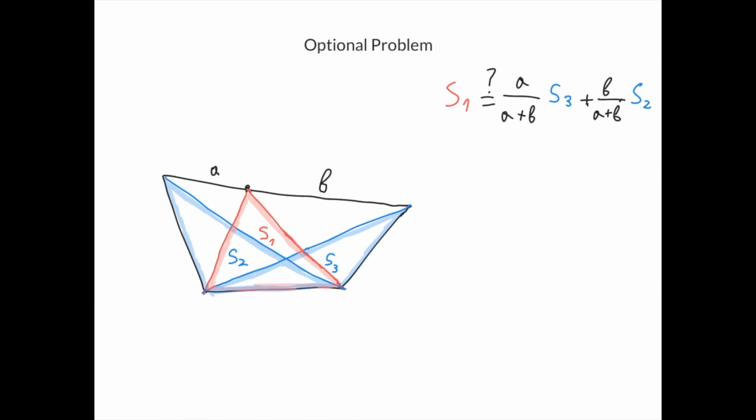Here's the optional problem. We have a quadrilateral, and we chose a point on this side of the quadrilateral such that it splits this side into two parts. This part has length A and this part has length B. Now consider the following three triangles.